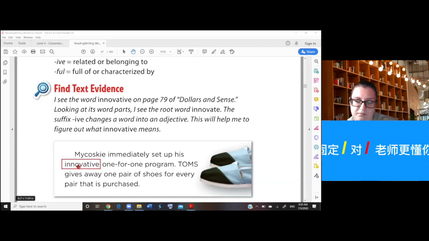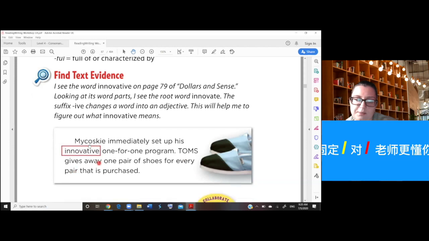Innovative. So if you do not know what a word means, but you know it has the suffix, and you know what the suffix means, it can help you understand what kind of word it is. Is it an adjective? Is it a noun? Is it a verb? And you can understand the meaning.